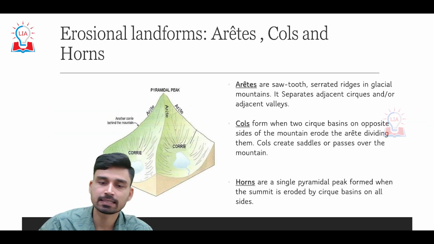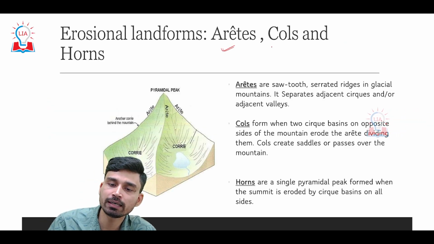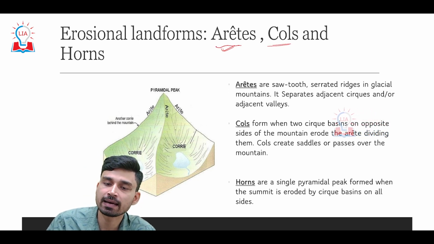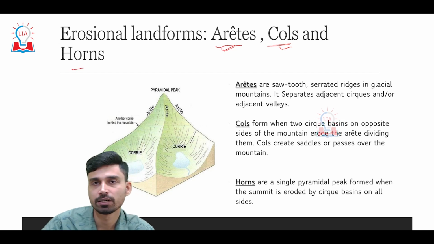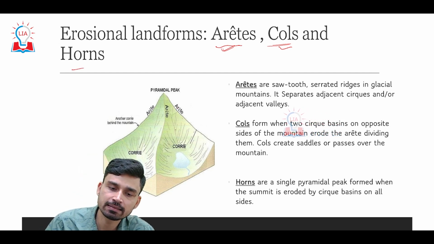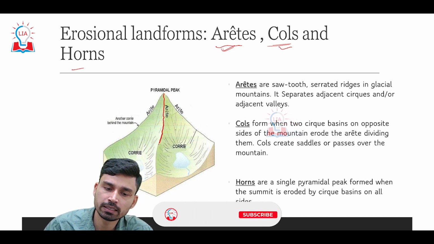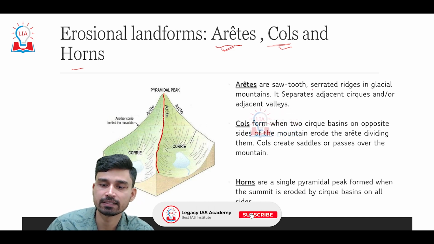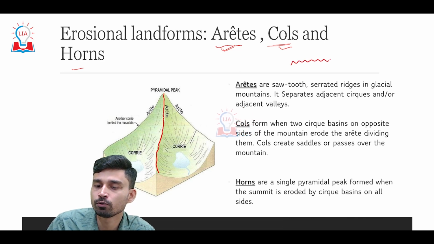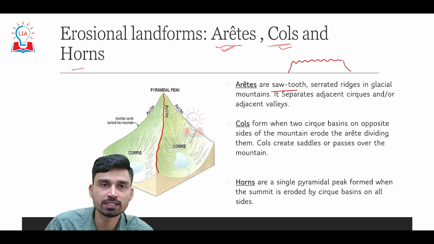Now, related to the cirques and corries, we have three other important landforms that develop in the upper part of the mountains, called Arêtes, cols, and horns. So let us try to understand each of these in detail. Arêtes, as you can see, this part of the mountain is what we can call Arêtes. They have this zigzag kind of tooth. If you look at the top of Arêtes, this is how they look. So these are sawtooth, zigzag tooth.